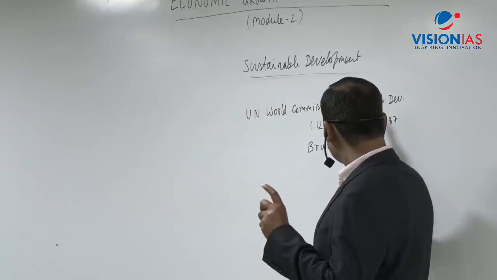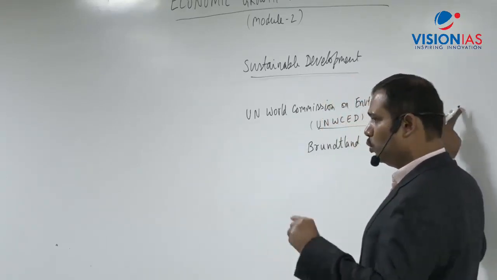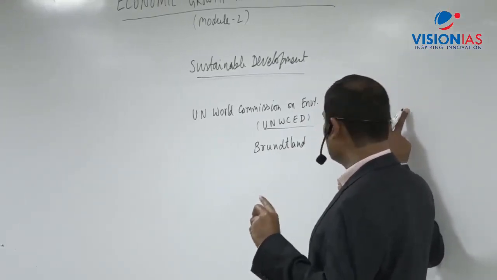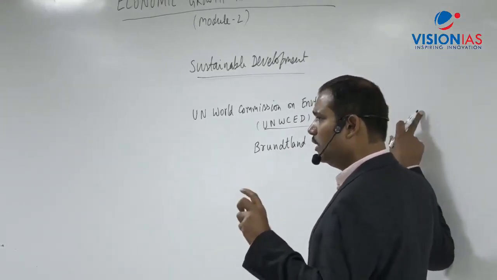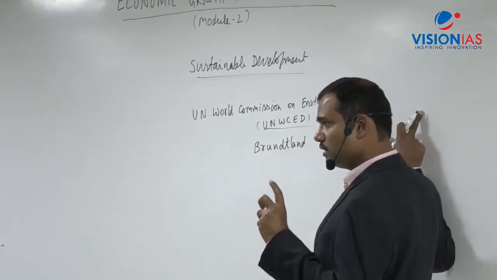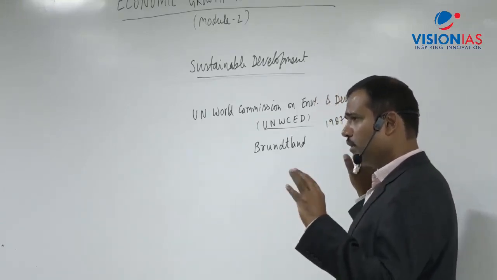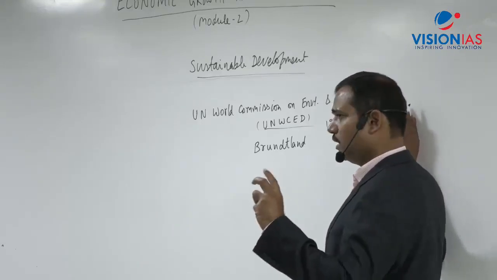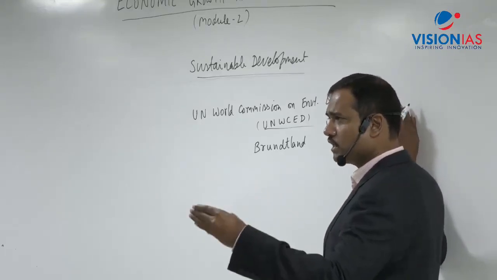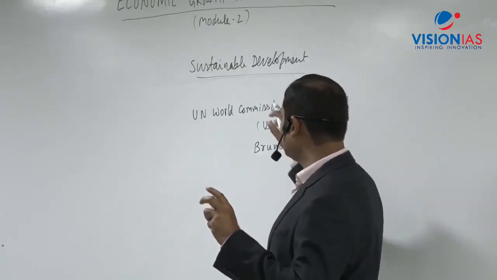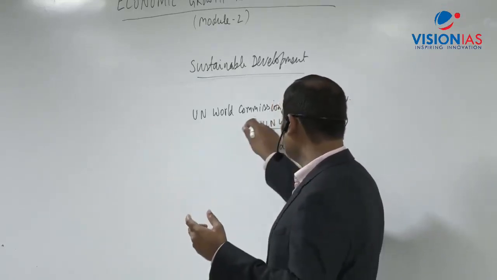And this commission was set up again in 1992 in Rio de Janeiro. Rather, that second one is more important, and it is called the Earth Summit. Why is the second one more important? Because some decisions were taken, like measures to reduce pollution. But the definition of sustainable development usually quoted in most books is from this commission.